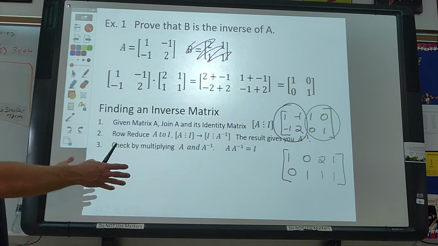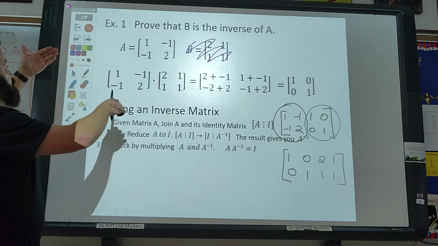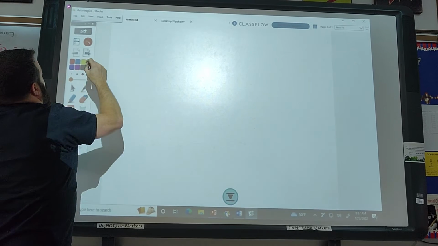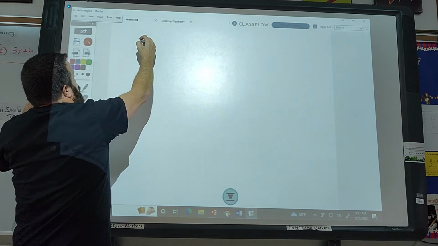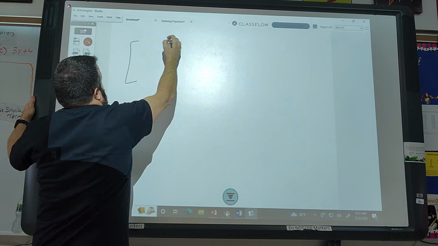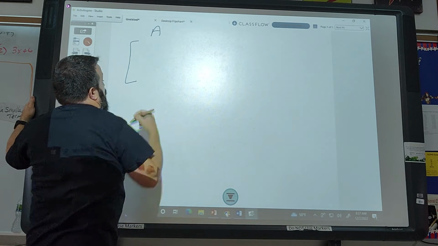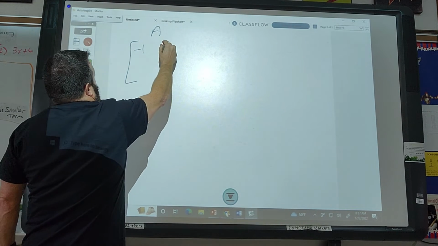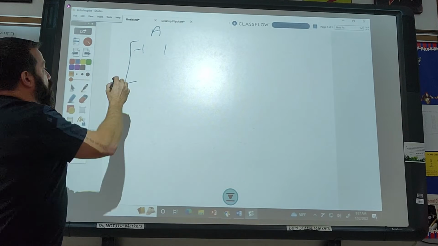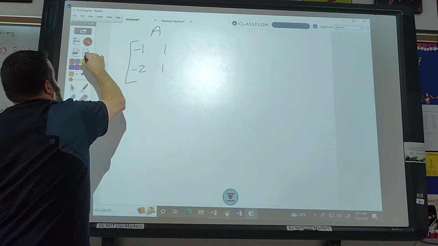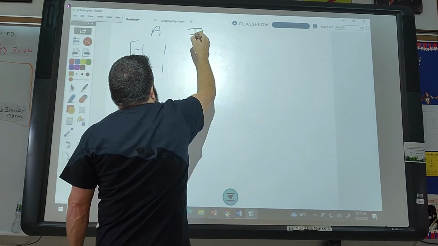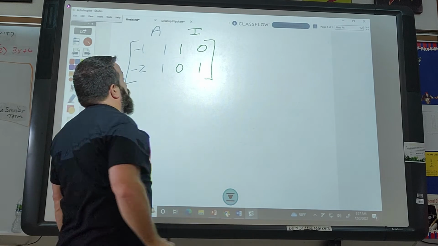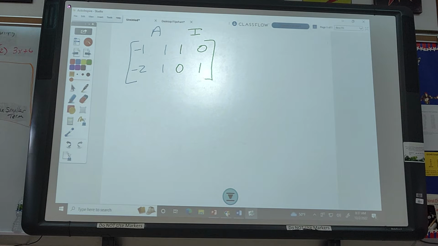So I'm going to demonstrate that for you. Let's do that. I'm just going to pull up a blank page. We're going to start off with A here, my original matrix A. So this left side is going to be matrix A, and that was -1, 1, -2, 1. On the right side, I'm going to put the identity matrix, 1, 0, 0, 1, to create this matrix.